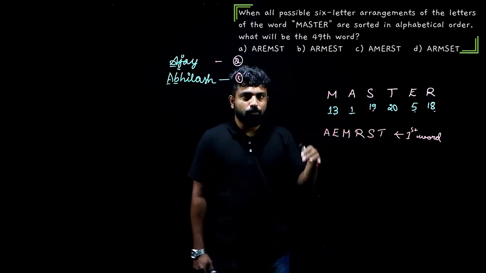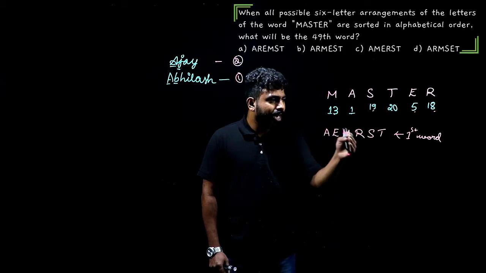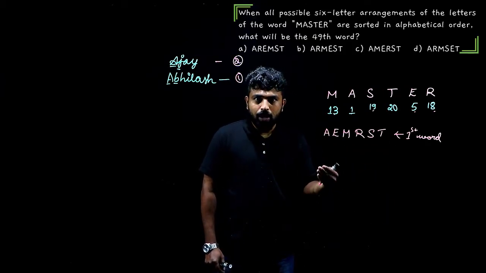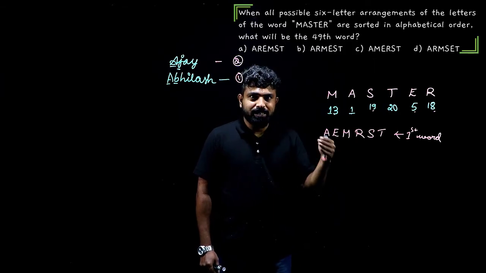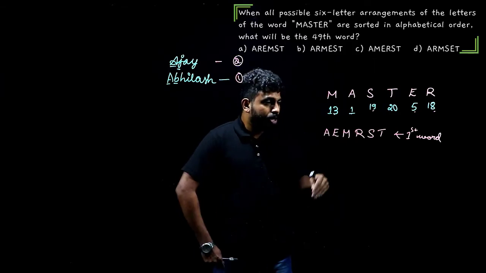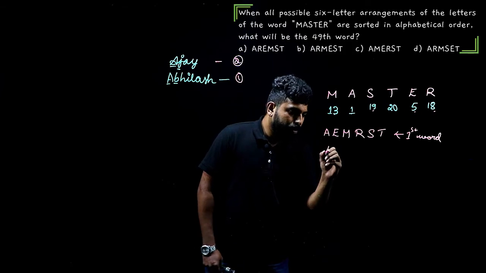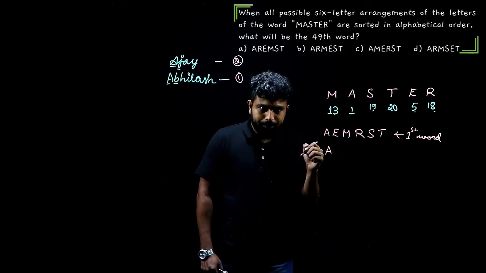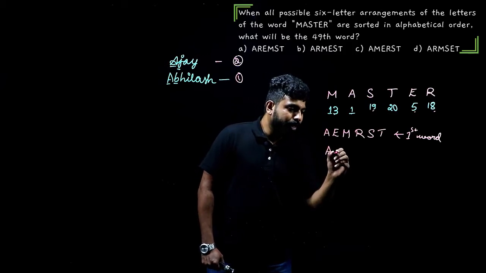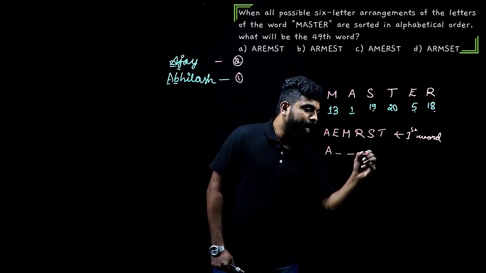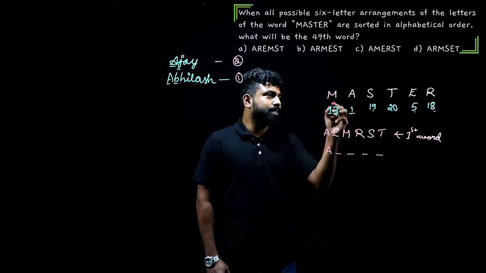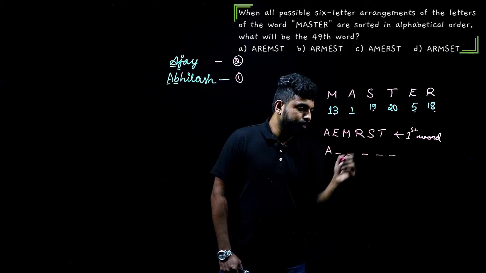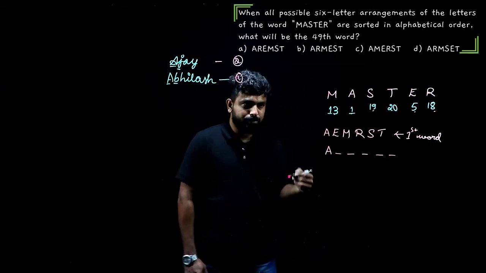Similarly, they are asking for the 49th word. Can we start arranging every single word and go up to 49 words? No. So this is when permutation and combination comes to our help. Now let me take A. So whichever word is coming first should start with A. So I have taken A. Then what is the number of blank spaces which I will have? I will have 5 other blank spaces because there are totally 6 letters here. So 1, 2, 3, 4 and 5 blank spaces after A.